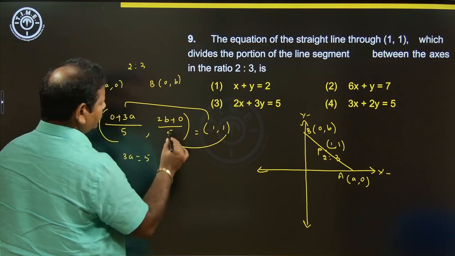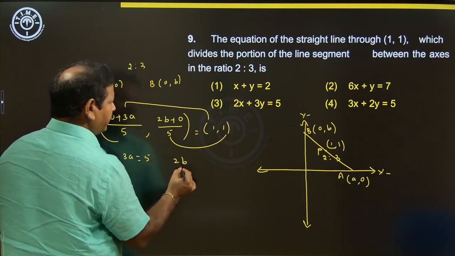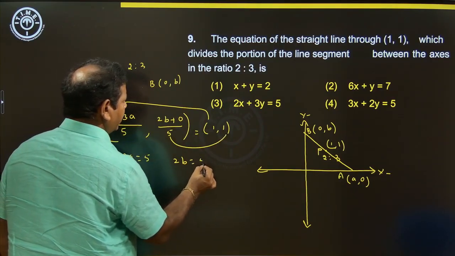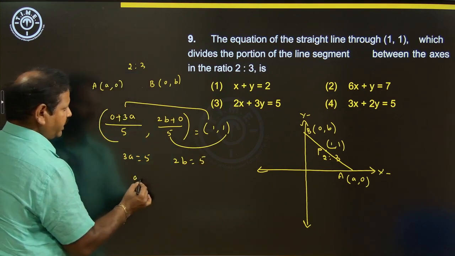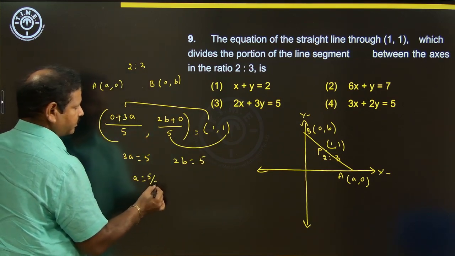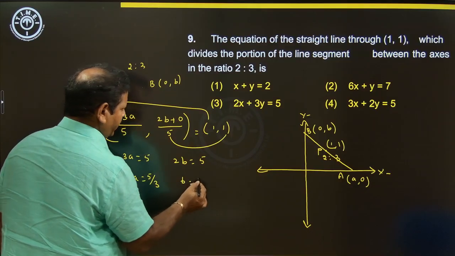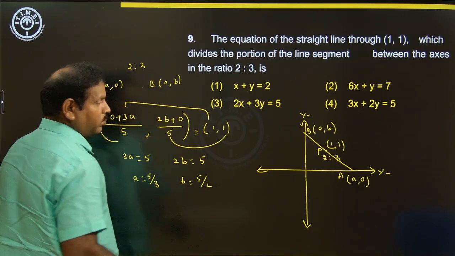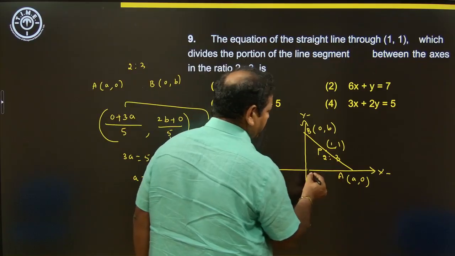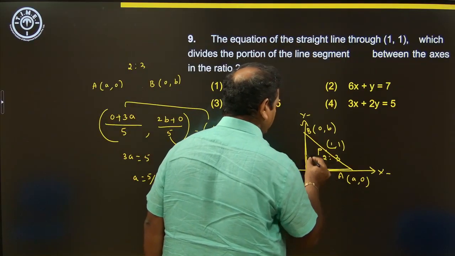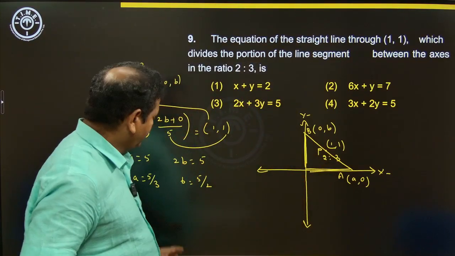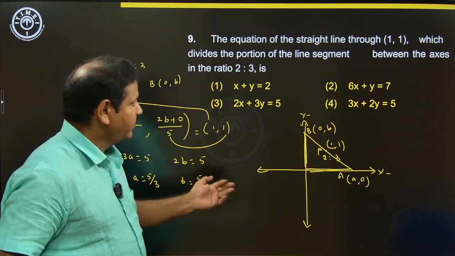Then this one, 2b by 5 is equal to 1, 2b is equal to 5. From this, what is a? 5 by 3. What is b? 5 by 2. Both, you know, is it nothing but x-intercept? Yes, and this one is y-intercept. X-intercept is 5 by 3, y-intercept is 5 by 2.